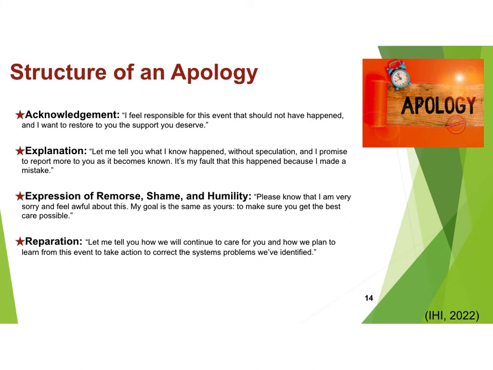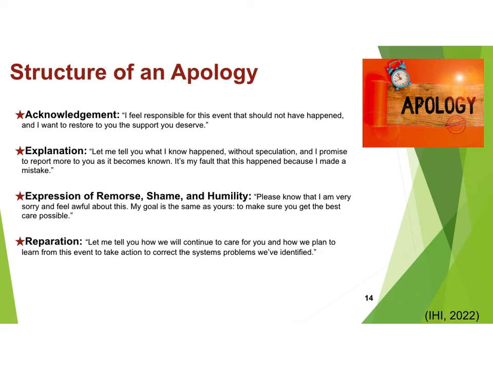Now let's look at the structure of an apology. As you can see, it consists of 4 components along with statement examples following each one. The first is acknowledgement. This should include the identity of the participant, appropriate details of the event, and validation that the behavior was unacceptable. Next is explanation.